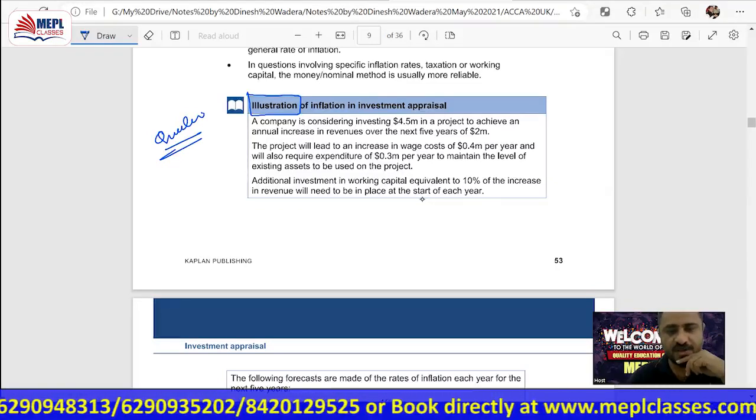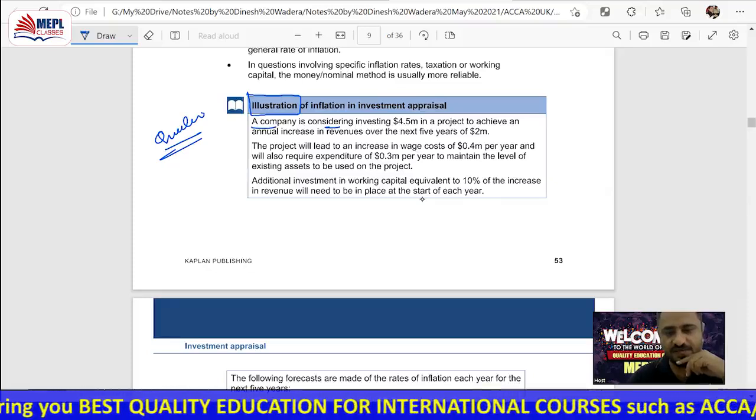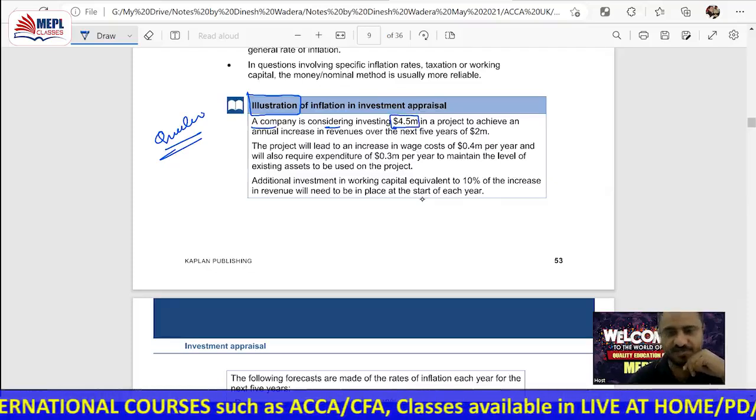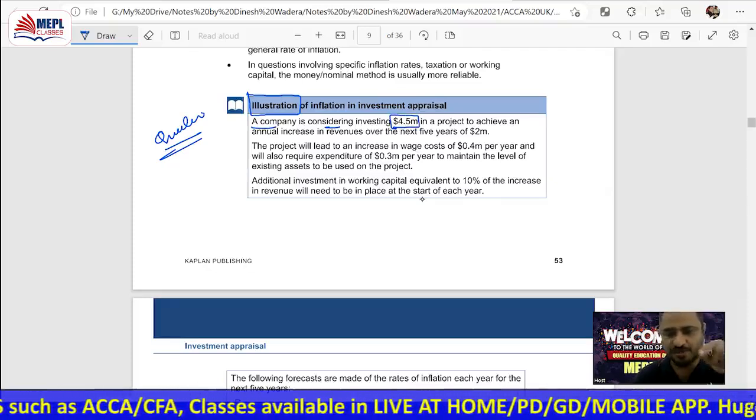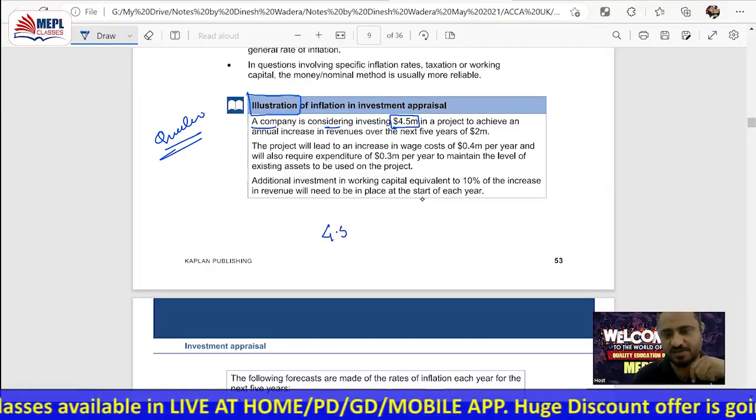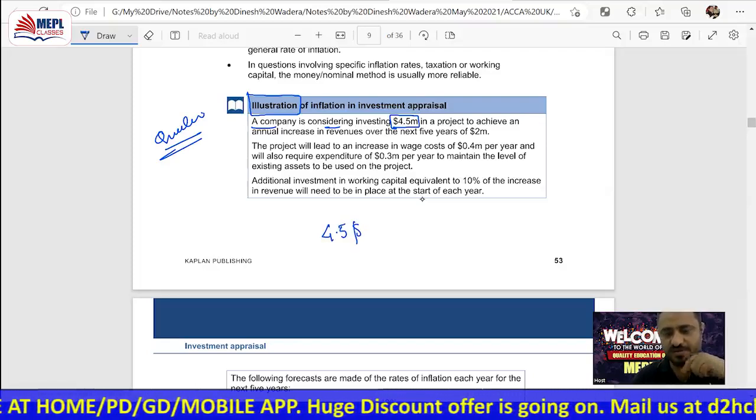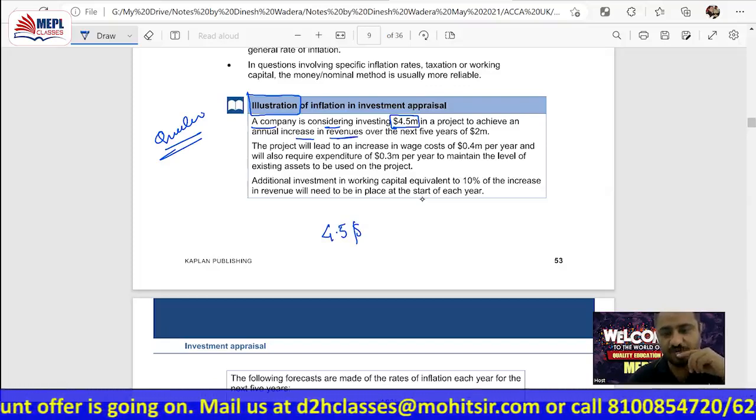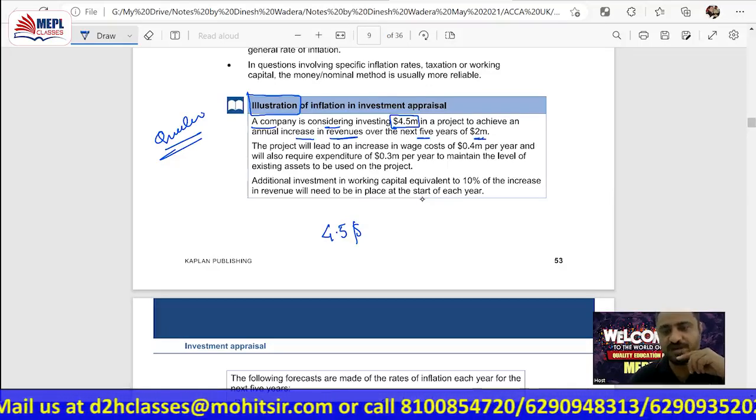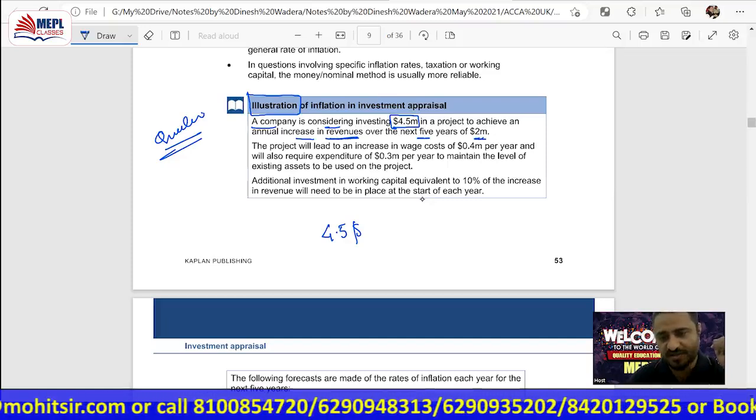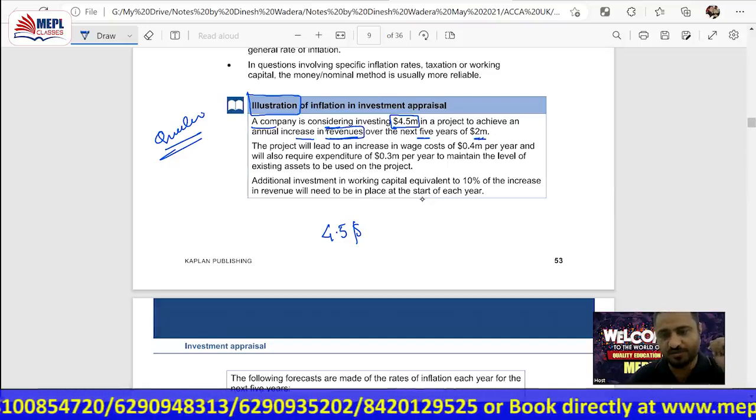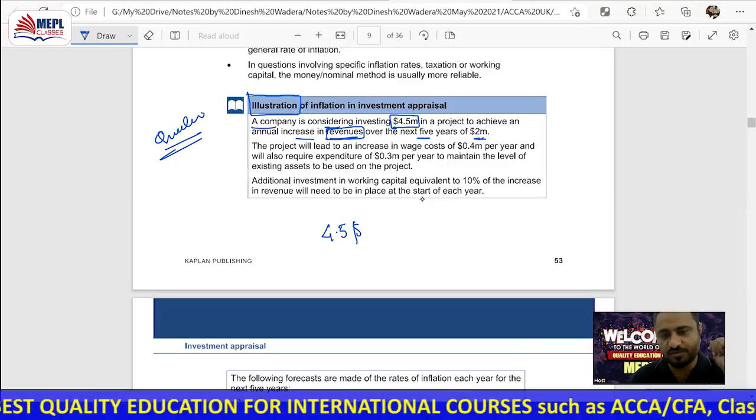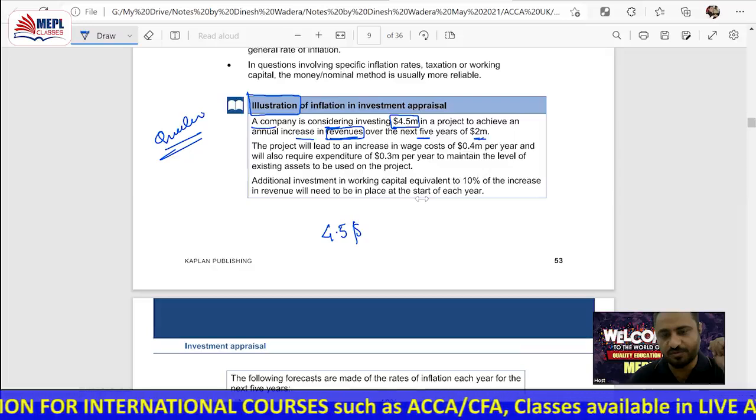Question says, a company is considering investing $4.5 million in a project. Means today's cash outflow is expected to be $4.5 million. And achieve an annual increase in revenues over the next 5 years of 2 million. Here they say in coming 5 years, every year we are expected to achieve sales of $2 million at a current price, of course.